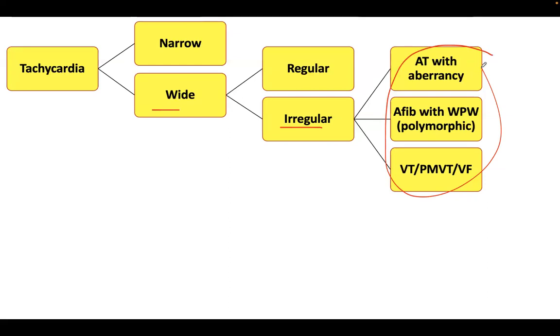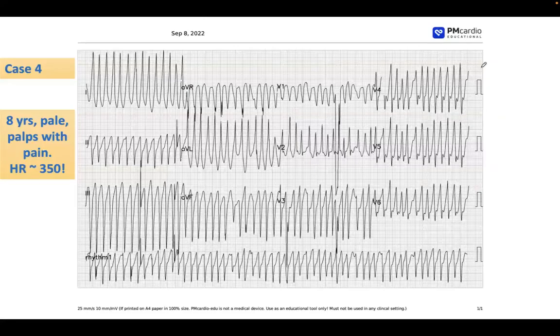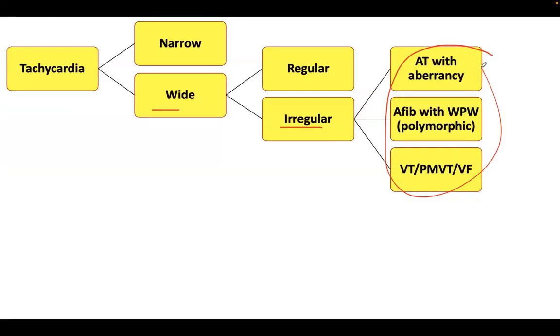I mean, is it VF? I think AFib was WPW. Maybe. AFib with WPW. Yeah, okay. So this ECG, you have to remember, is someone young with an irregular wide tachycardia, but not super unstable. One differential would be AFib with WPW, okay?